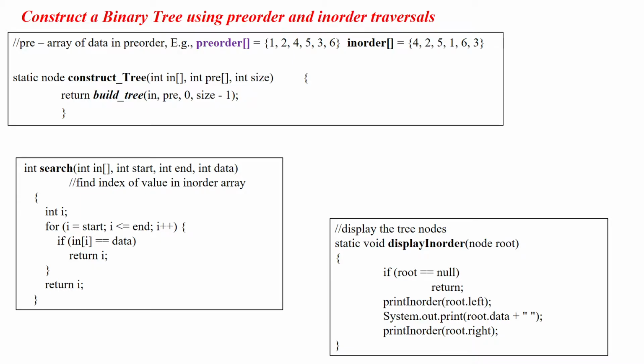So here we are passing the preorder array and inorder array with 6 elements. Then we are calling the build_tree function, which takes the inorder array and preorder array with initial index 0 and maximum index 5. Okay, so length of the array minus 1 is 5.